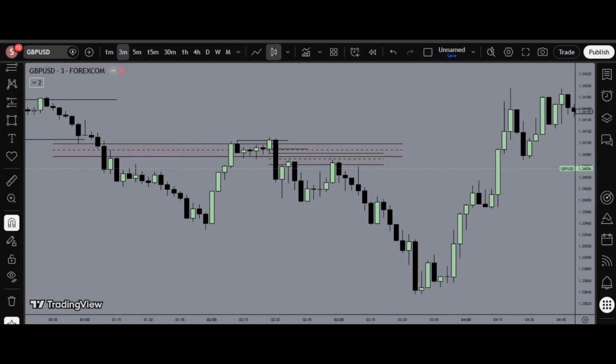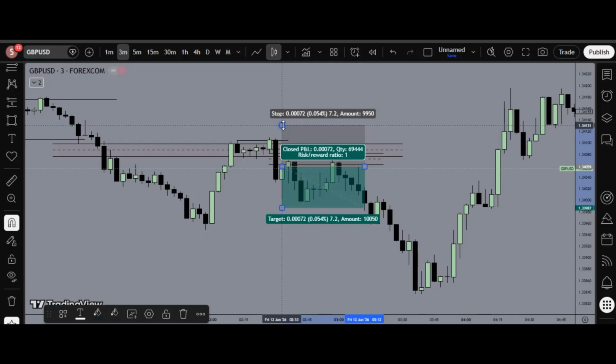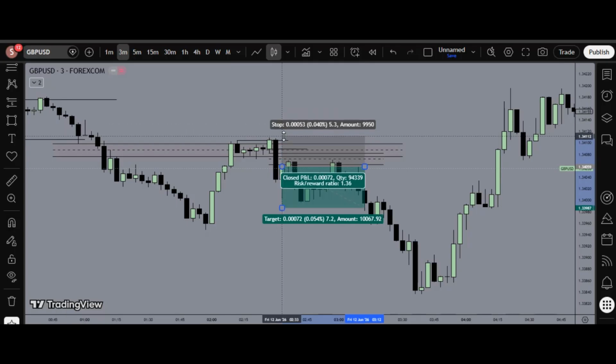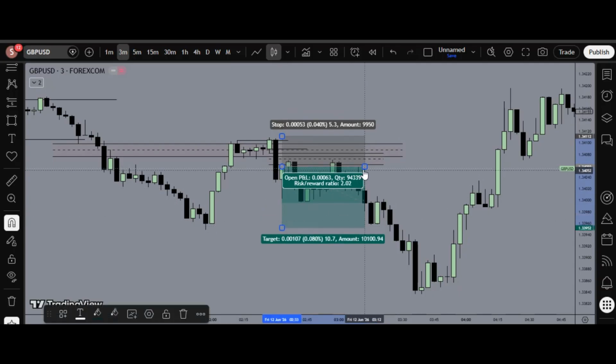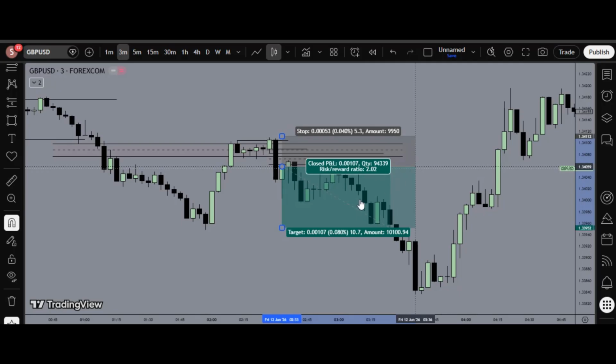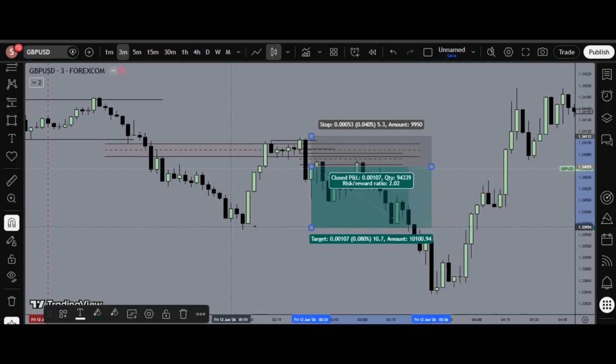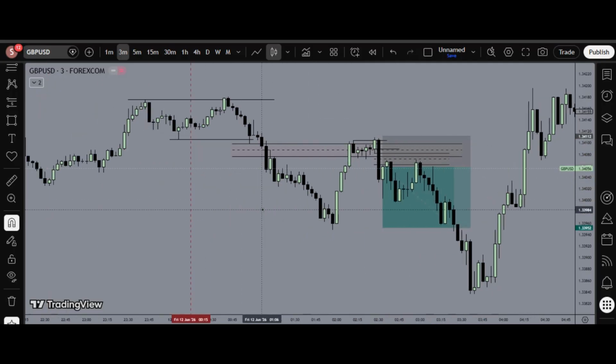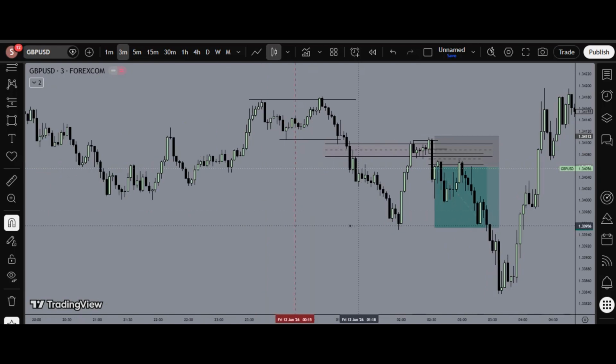But based on this strategy, our target is 1 to 2. Guys, have a rule-based system and follow your rules. 1 to 2. Follow your rules. 1 to 2. As you can see, it cleared this low too. This is 1 to 2. This is super easy and simple.